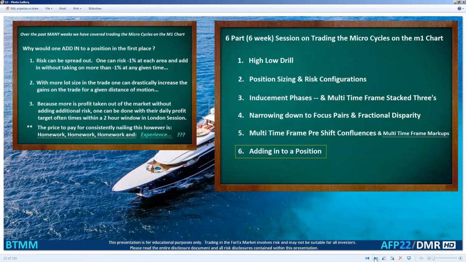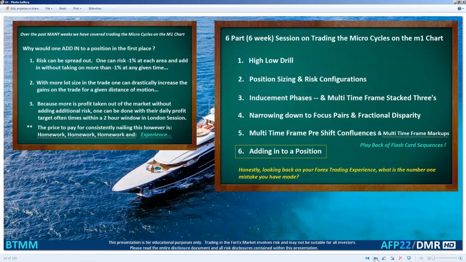All right, so experience. What is the experience? How do we speed up experience? We talked about that last DMR. Playback of flashcard sequences. Notice I'm not saying making flashcard sequences. I'm not saying making multi-time frame markups. That doesn't give you any experience at all. What gives you experience is the playback of flashcard sequences. Ask yourself this one salient question honestly.